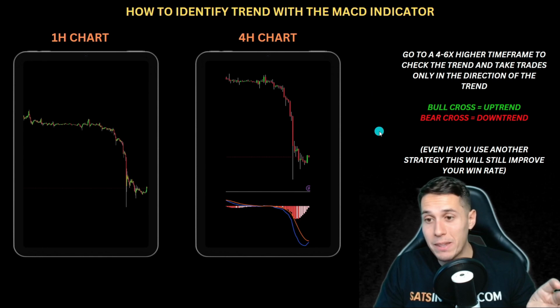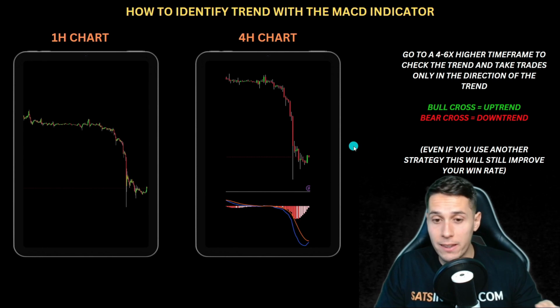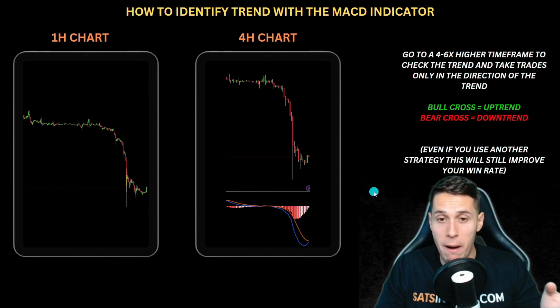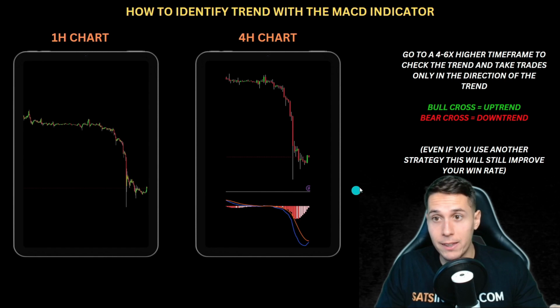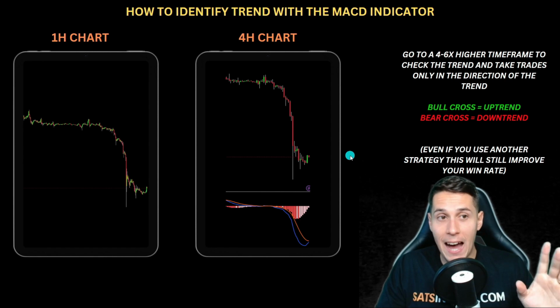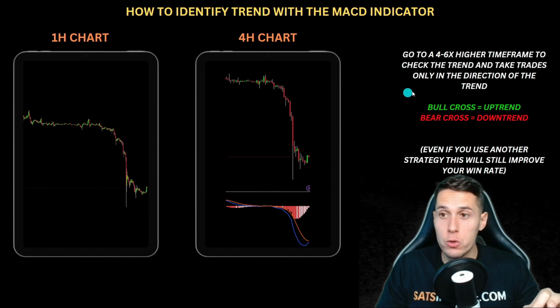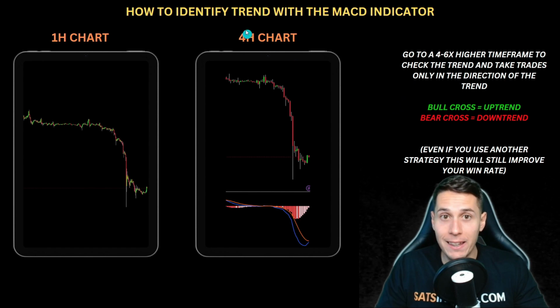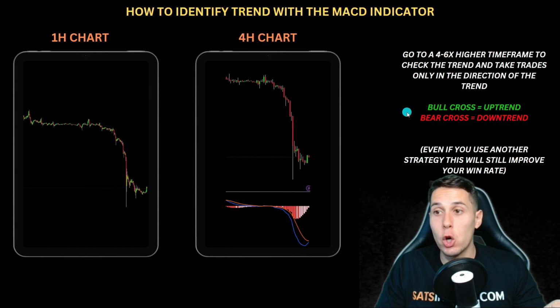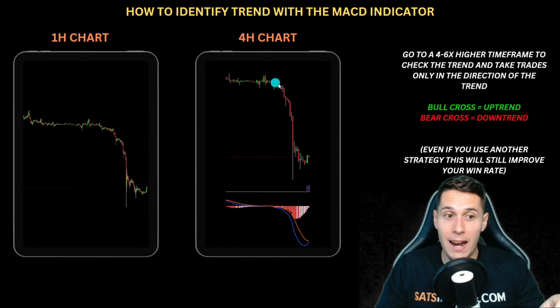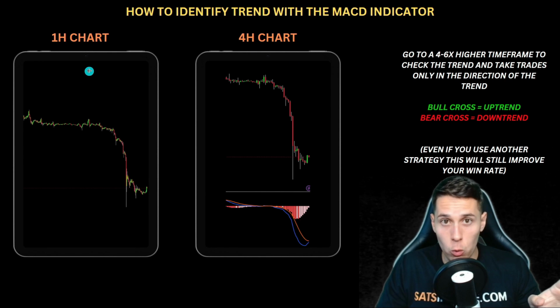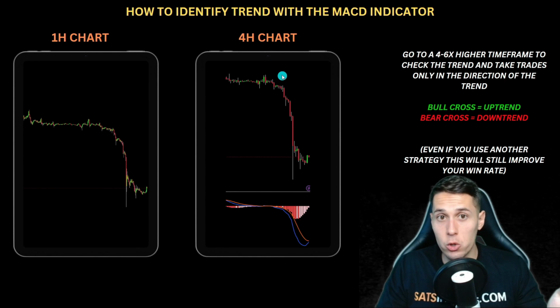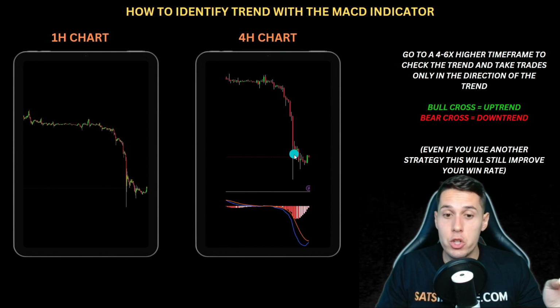Now I want to show you something else that can help you. Even if you use another trading strategy that has nothing to do with the MACD, you can still use the MACD to improve your win rate. How? Well, you go to a 4 to 6 times higher time frame to check the trend with the MACD, and you then take trades only in the direction of the trend on the higher time frame. So for example, if you are trading on the 1 hour chart, you go 4 to 6 times higher. So let's say that you go on a 4 hour chart and you check what the trend is by using the MACD.